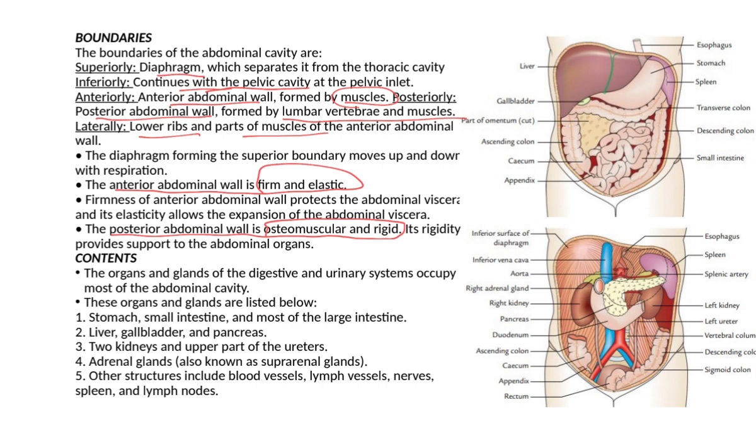Contents: the organs and glands of the digestive and urinary systems occupy most of the abdominal cavity. So most of the abdominal cavity is occupied by the contents of the digestive system as well as the urinary system. These organs and glands are stomach, small intestine, most of the large intestine, then liver, gallbladder, pancreas, 2 kidneys, and upper part of the ureters, adrenal glands. Other structures include blood vessels, lymph vessels, nerves, spleen, and lymph nodes.